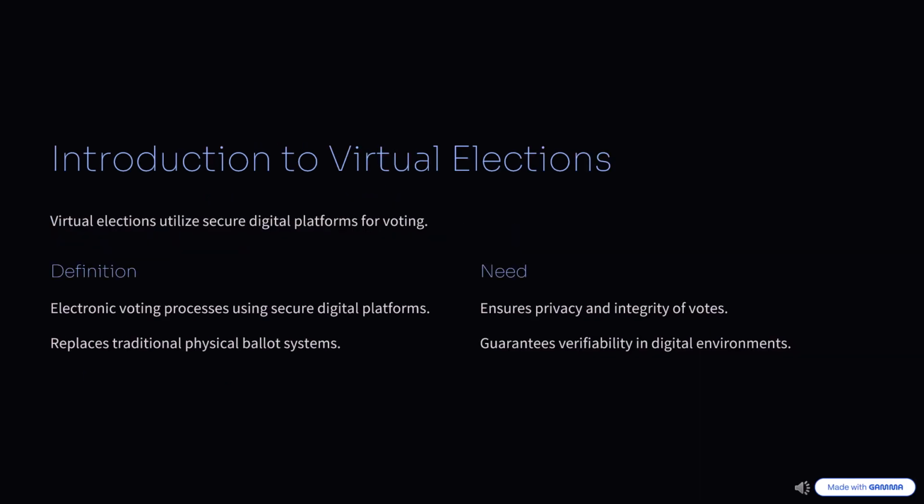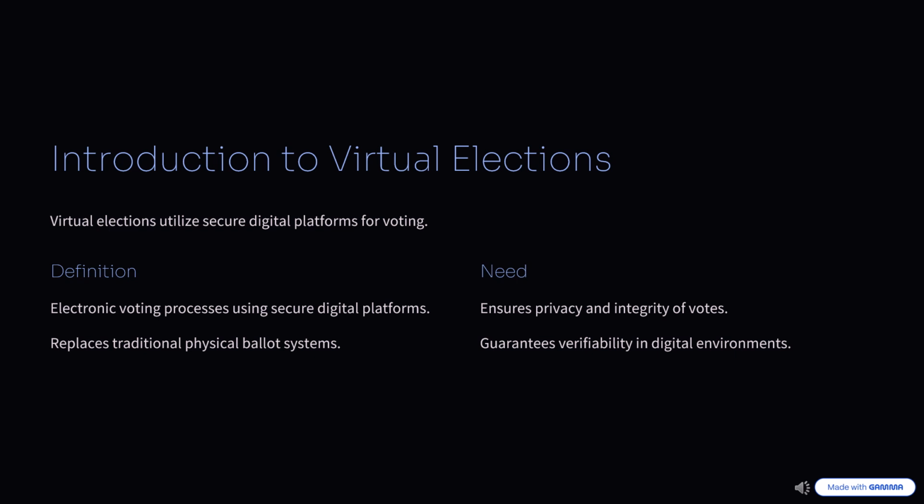Okay, first of all I will introduce the topic. Virtual elections involve casting and counting votes using secure electronic systems instead of traditional paper ballots. This transformation allows people to vote using digital devices like computers or smartphones. These systems must be designed with strict security, transparency, and privacy in mind because we are dealing with something as sensitive as our democratic rights.